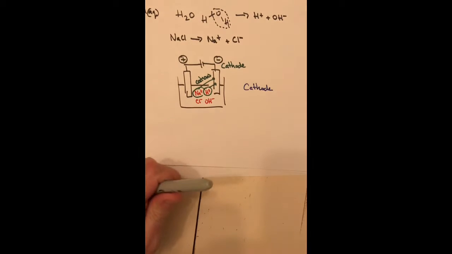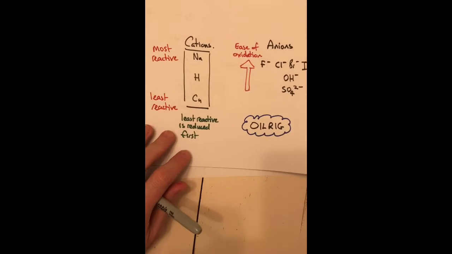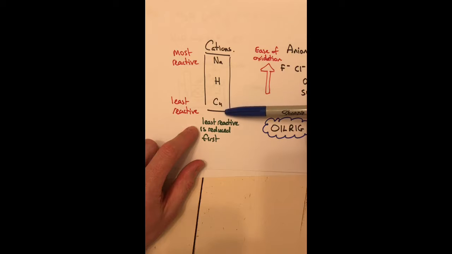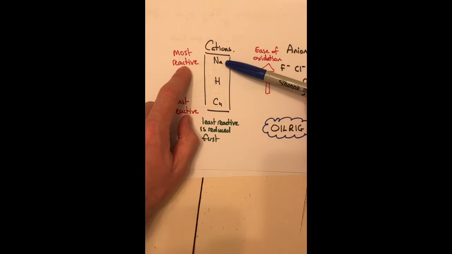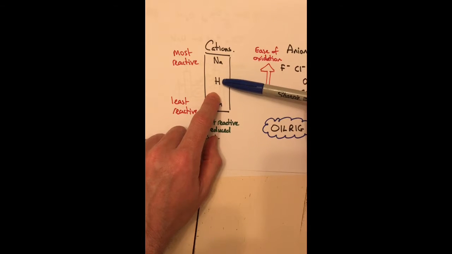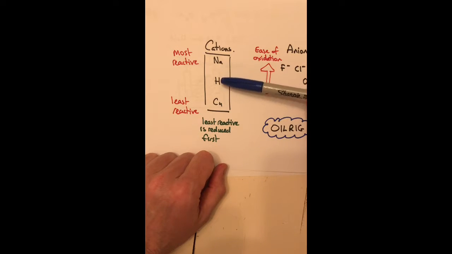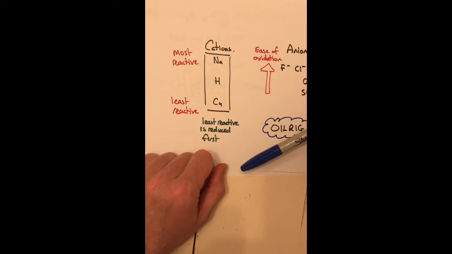I'm just going to drag in another piece of paper here for a second. What we've got to consider now is the cations. These can go in an order of reactivity. Now I've only included a few here for reference. So sodium is the most reactive in my list. Hydrogen would be here in the middle, and copper would be the least reactive in my list. So when they get to their electrode, the least reactive in this list is the one that is going to react or be reduced first.